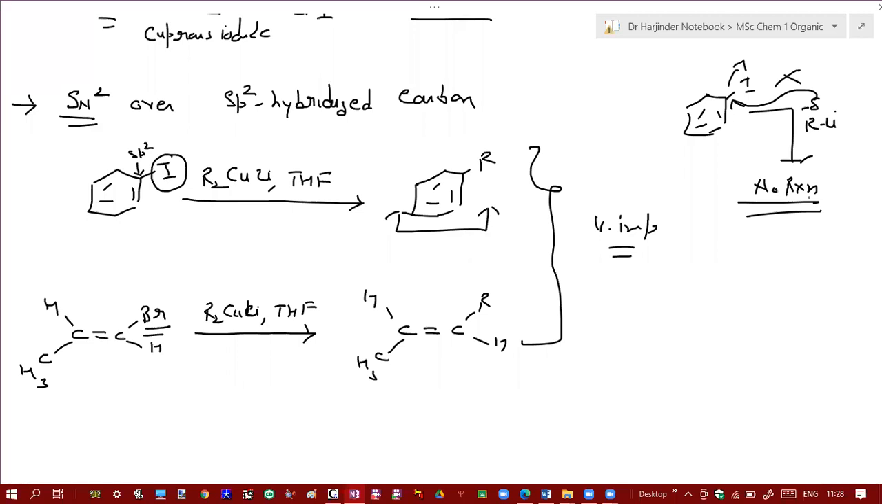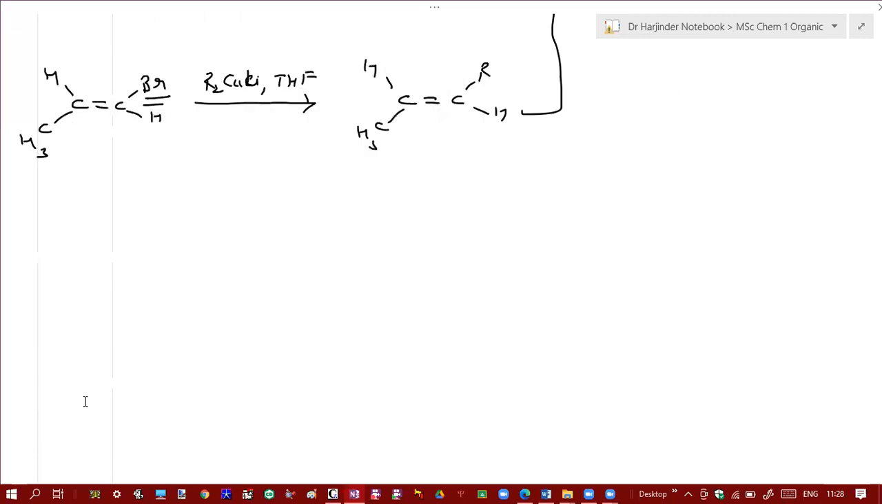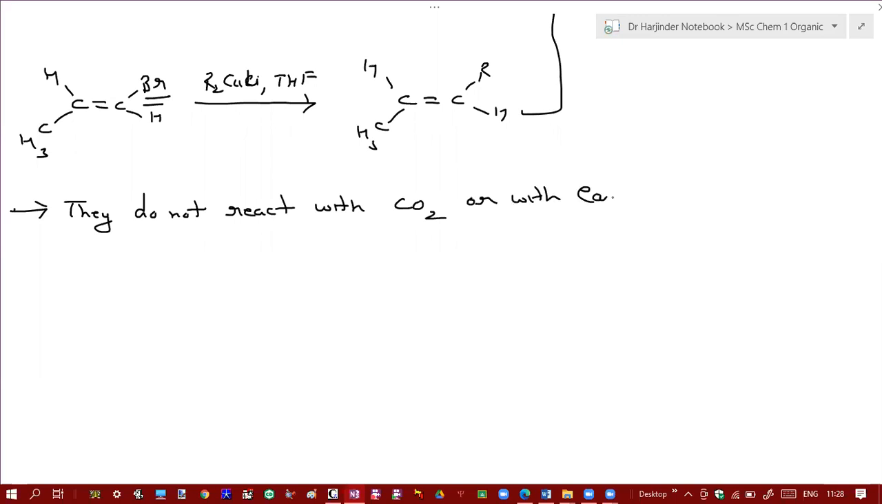Yes, sir. Another very important feature of these reagents is that they do not react with carbon dioxide or with carbonyl compounds. That means Gilman reagents do not react with aldehydes and ketones. They do not react with carbon dioxide, carboxylic acids, or aldehydes and ketones.